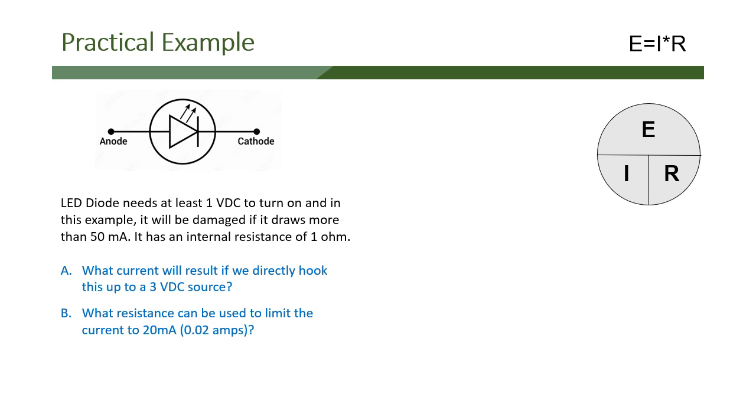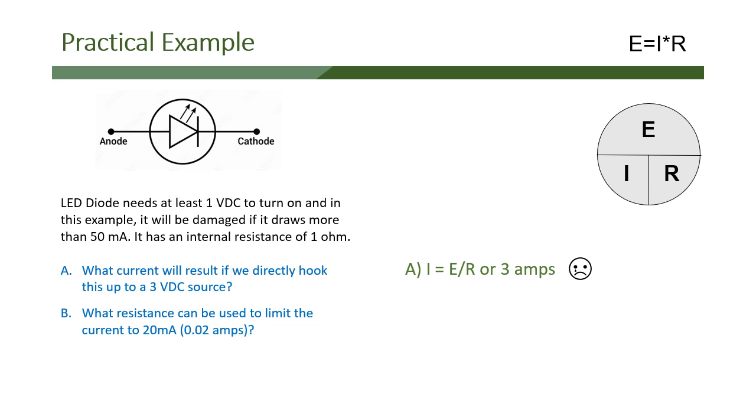Remember, 50 milliamps is actually 0.050 amps. Okay, so what current will result if we directly hook this up to a 3 volt DC source? Okay, so we don't know I, so we cover the I, and what do we get? E over R, so E divided by R. So the equation is I equals E over R, and we can see that 3 volts DC over 1 ohm is 3 amps. 3 amps is very much bigger than 50 milliamps, and unfortunately the diode has burned out.